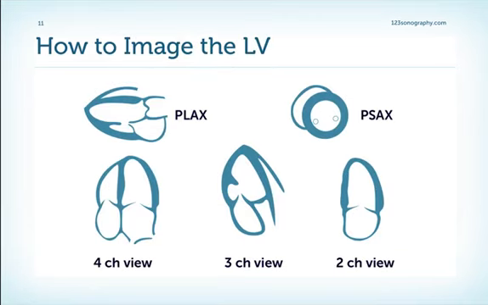Since the left ventricle is such a prominent structure, you will visualize the heart in many views. And actually, you should use as many views as possible to get a good appreciation of the size and function. You can use the parasternal long axis view, the short axis view, and apical views such as the four-chamber view, the three-chamber view, and the two-chamber view.